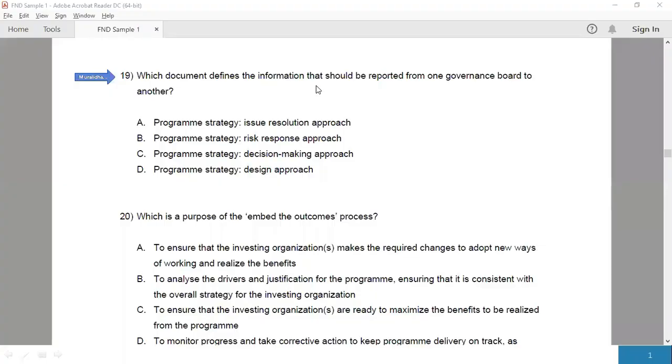Begin with question number 19. Which document defines the information that should be reported from one governance board to the other? The four options are the issue resolution approach from the program strategy, or the risk response approach from the program strategy, the decision-making approach from the program strategy, or the design approach from the program strategy. And the question is about the document that defines the information that should be reported from one governance board to the other. So it's about reporting.